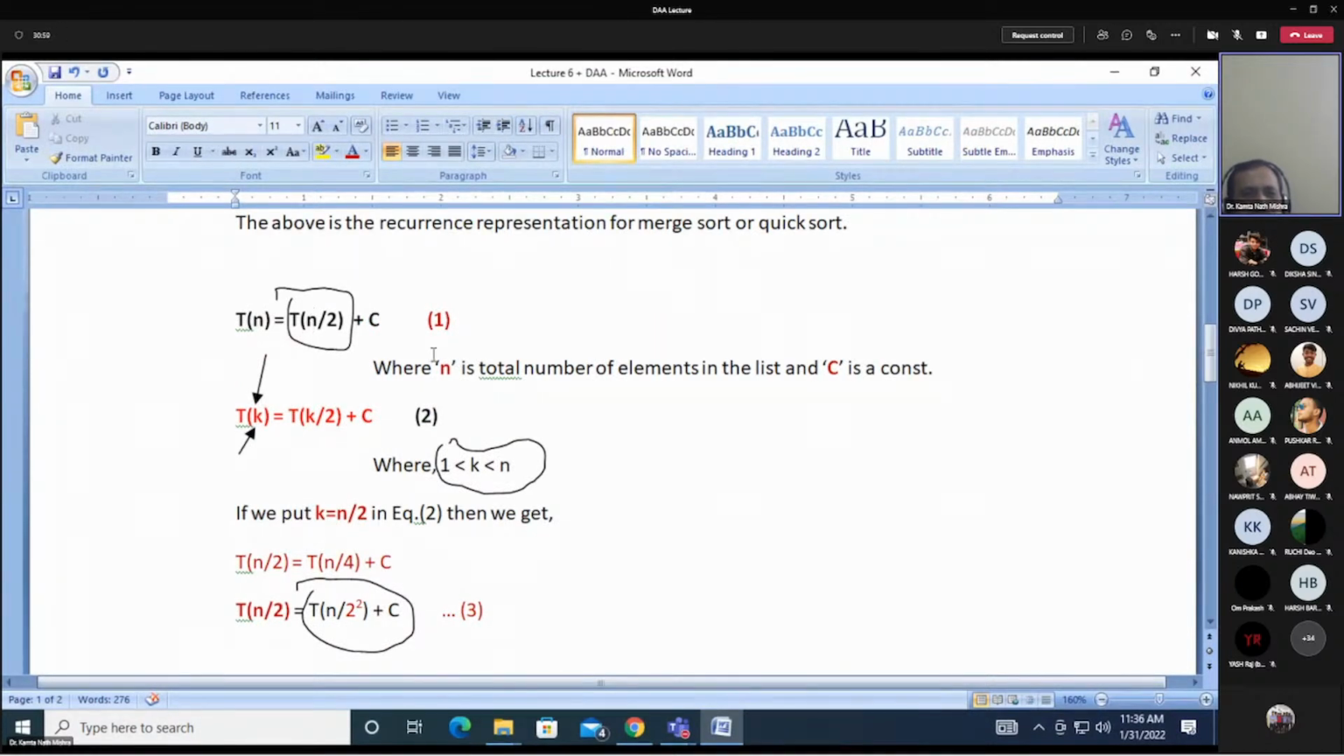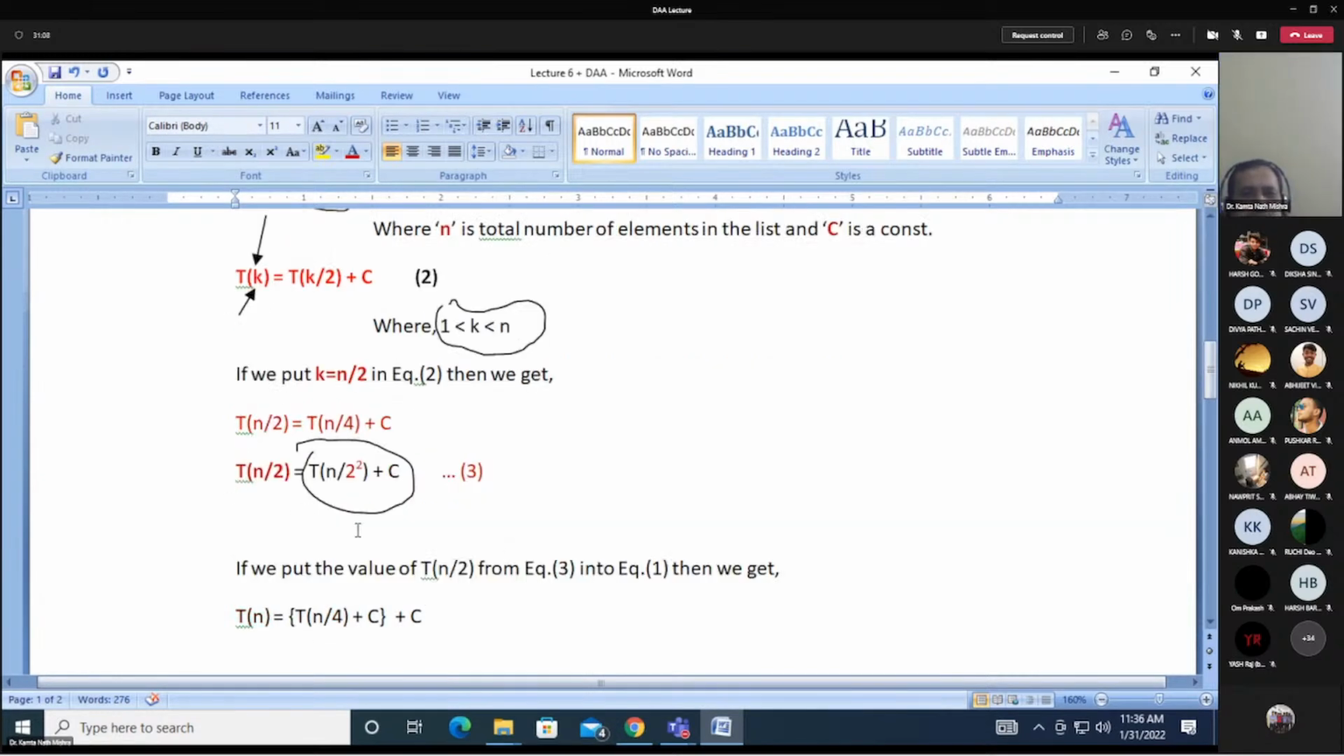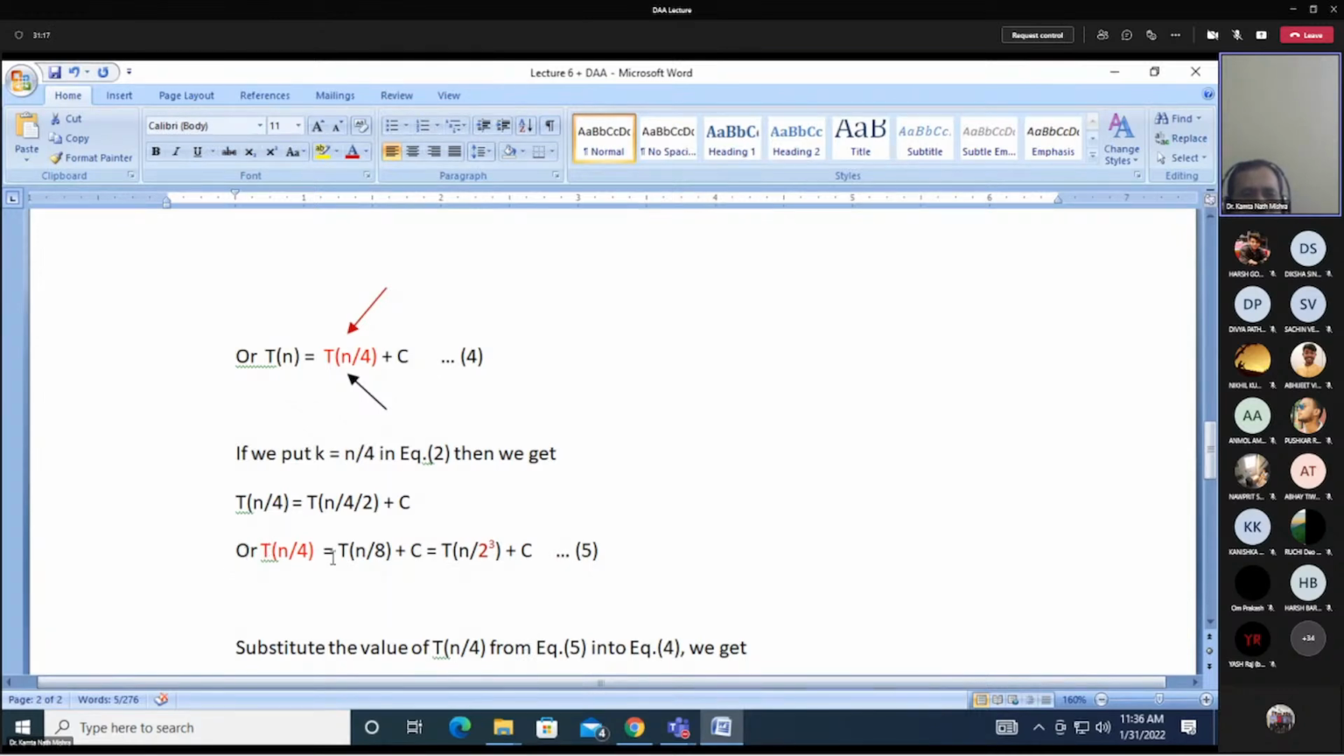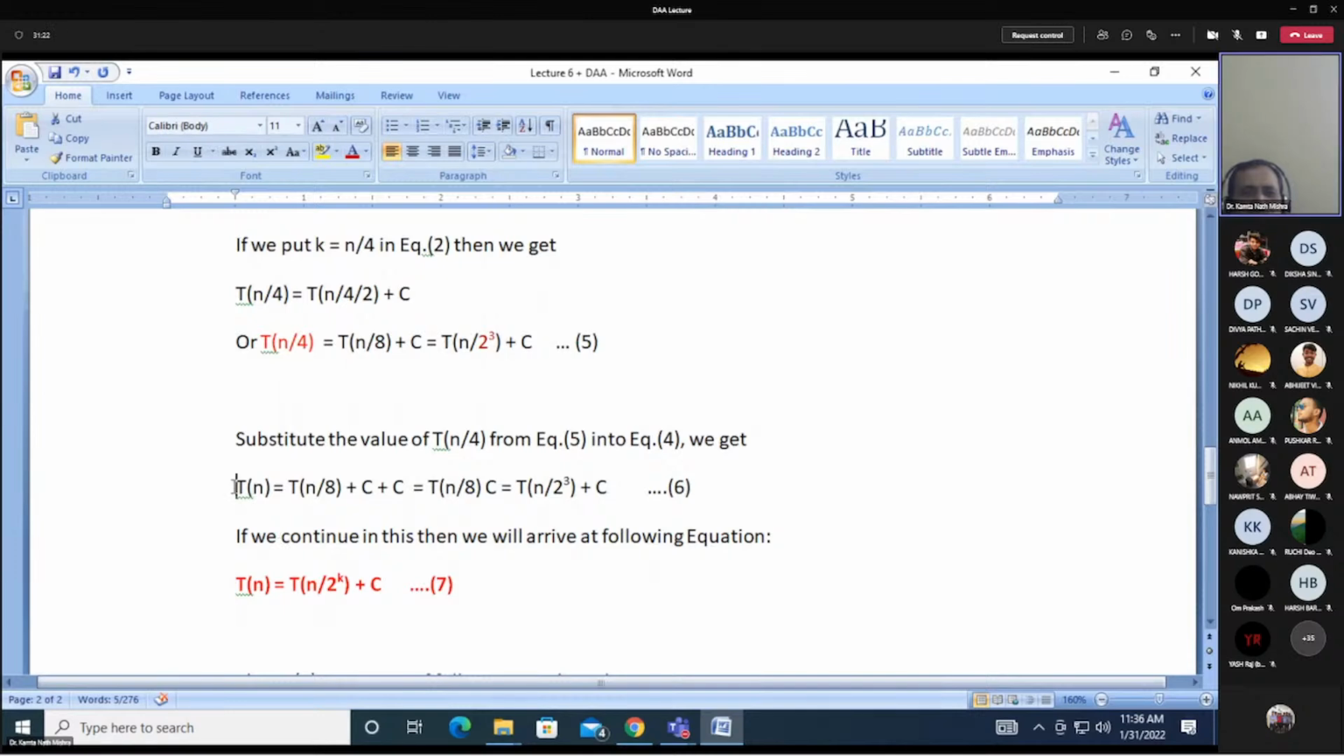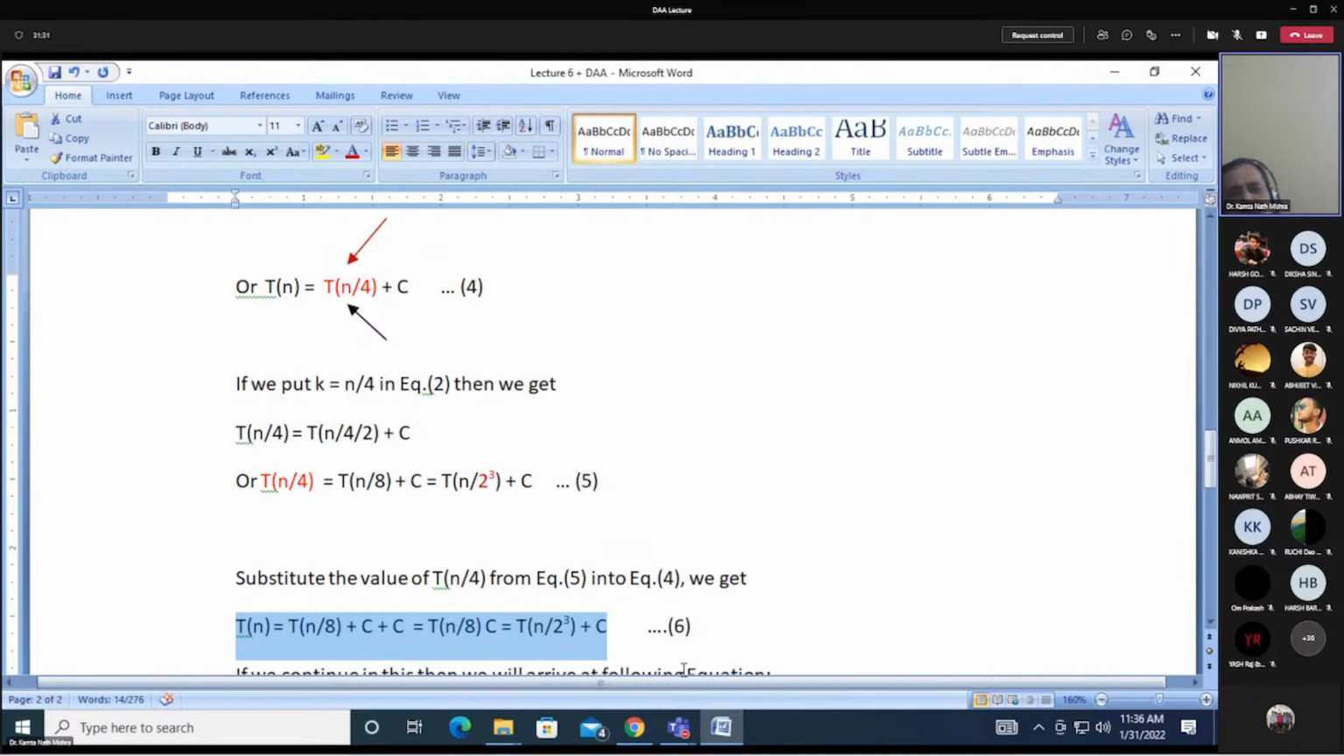Equation 1 is Tn equals Tn by 2 power 1 plus C. Equation 3 is Tn equals Tn by 2 power 2 plus C. Equation 6 is Tn equals Tn by 2 power 3 plus C. If you continue in this way, for the next equation you get Tn equals Tn by 2 power 4 plus C, then Tn by 2 power 5 plus C. In this way you will continue.